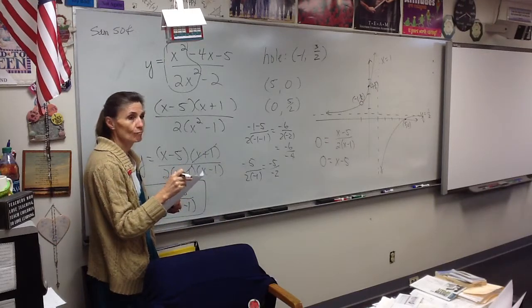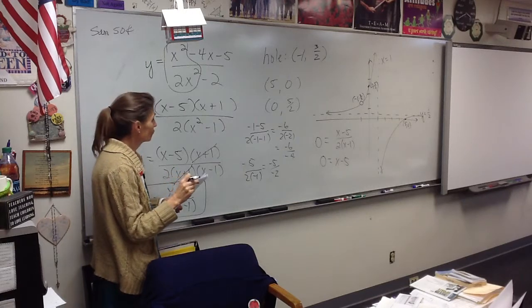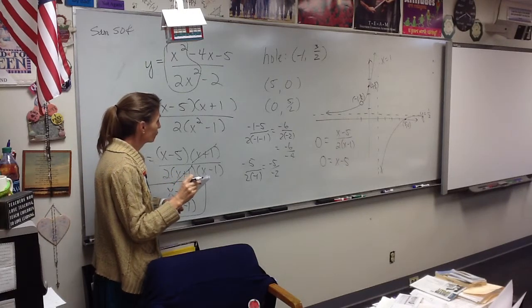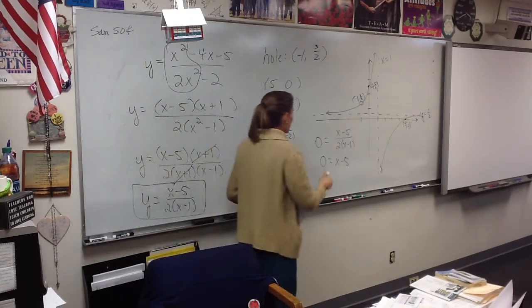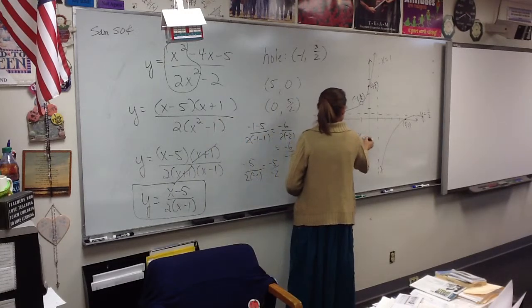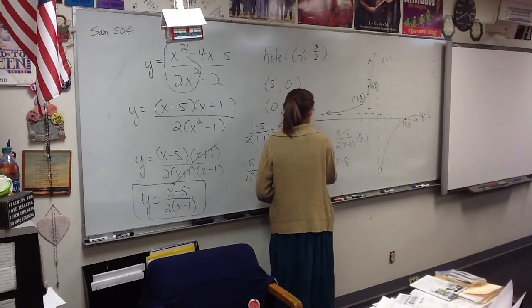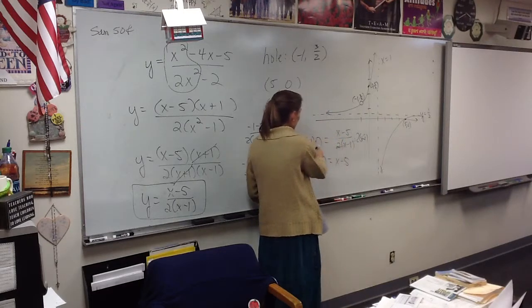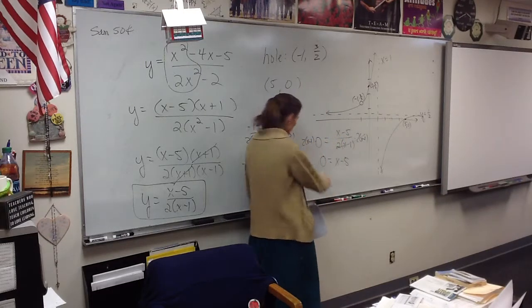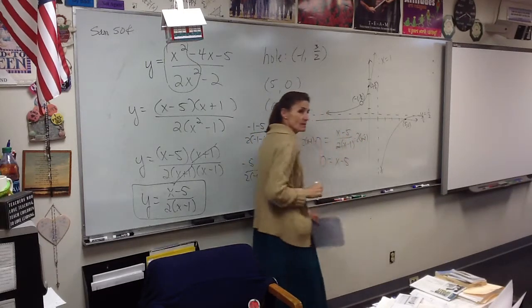On the y-intercept, how did you get 0 to equal x minus 5? That's the x-intercept. I multiply both sides by 2 times (x minus 1), Austin. Yeah. What happens when I multiply 0 times 2 times 0? It's 0. And those cancel, I'm left with x minus 5.